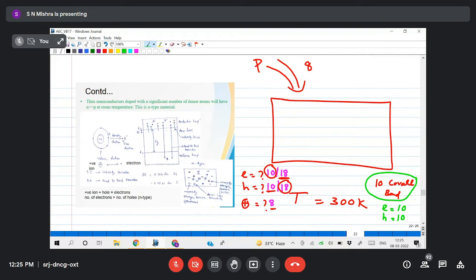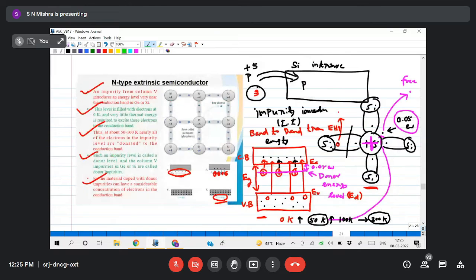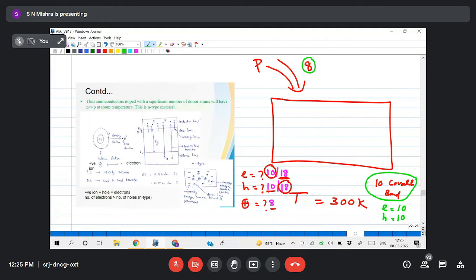Yes, sir. Now how many ions have I added, how many impurities have I added? 8 impurities I have added. So here in the last, what I have told you, this impurity ionization: how many phosphorus atoms I have added, the same number of electrons will generate and the same number of ions will generate, because one impurity will provide one electron and itself will become a positively charged ion. So 8 phosphorus atoms will generate 8 electrons and 8 positive ions. So in total, how many electrons will I get? Here 8, here 10. So 10 plus 8, 18.